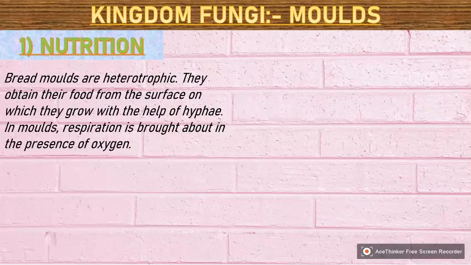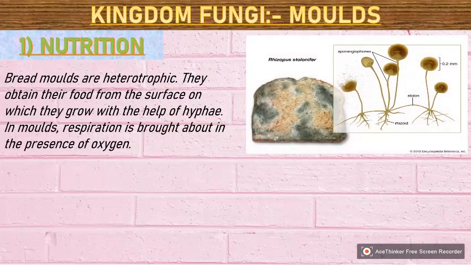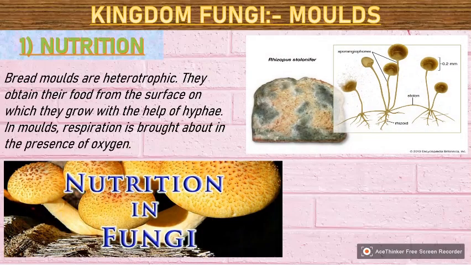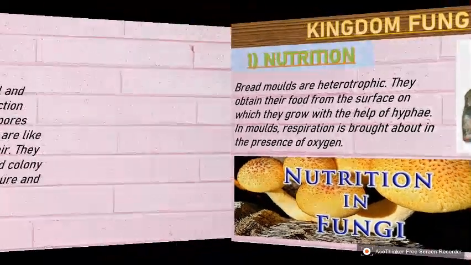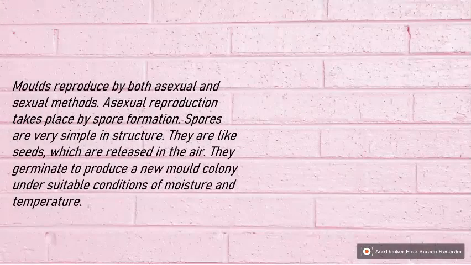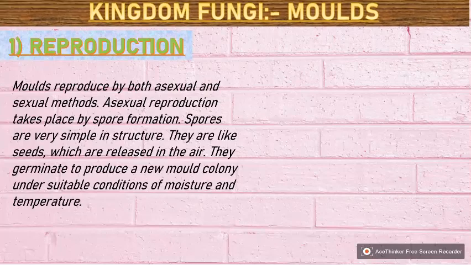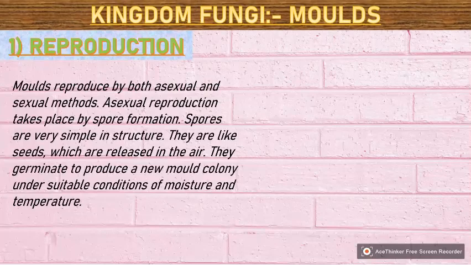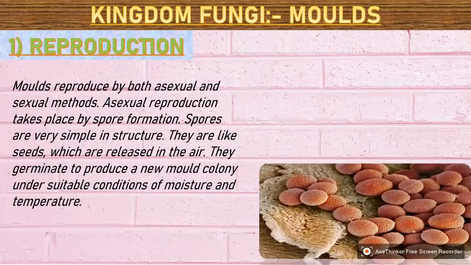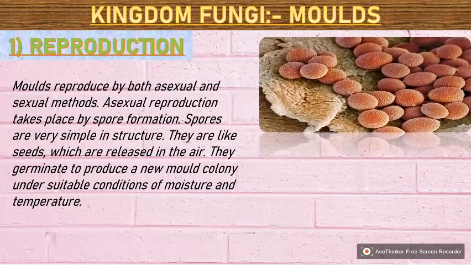In molds, respiration is brought about in the presence of oxygen. That means aerobic respiration. It's not anaerobic, it's aerobic. Now let us come to the last part, that is its reproduction. Molds reproduce by both asexual and sexual methods. Asexual reproduction takes place by spore formation.